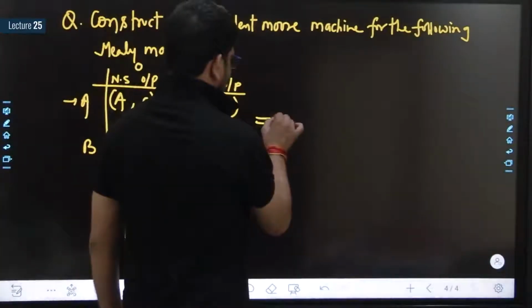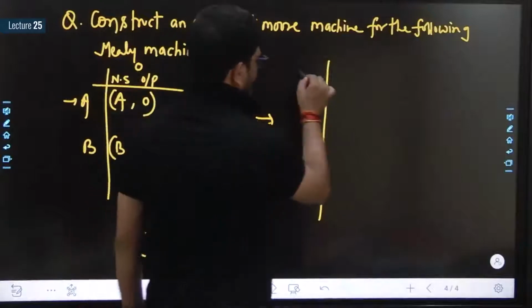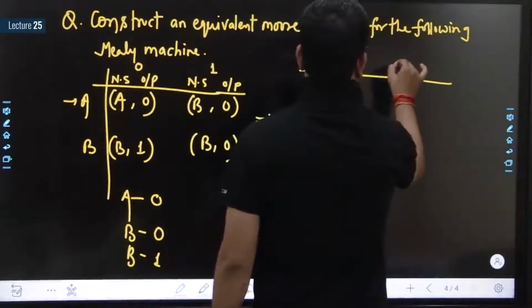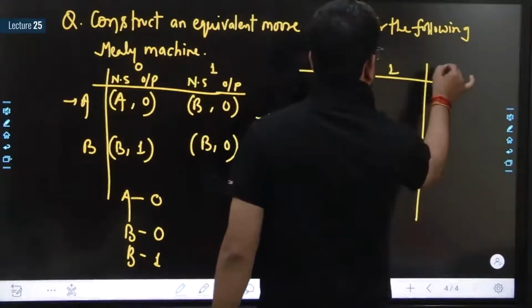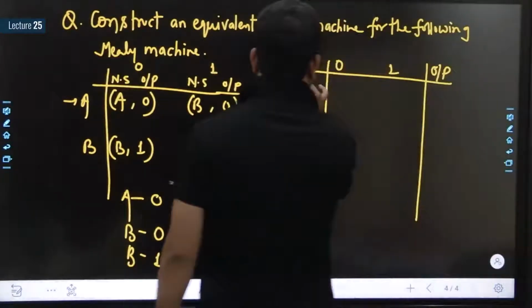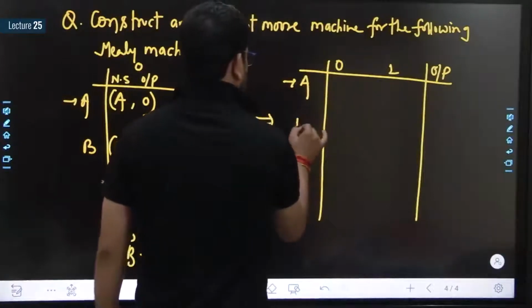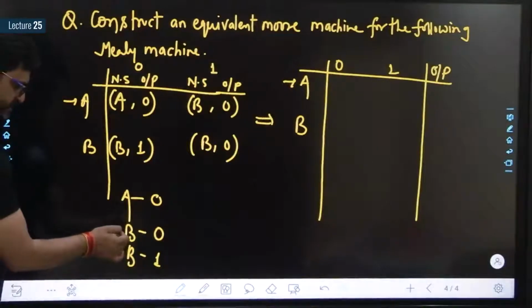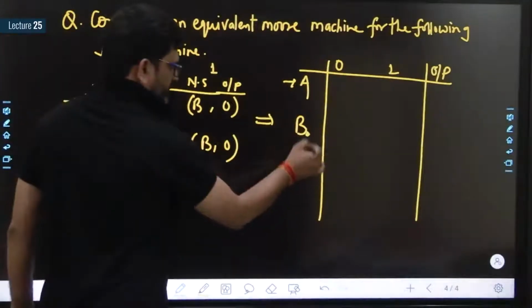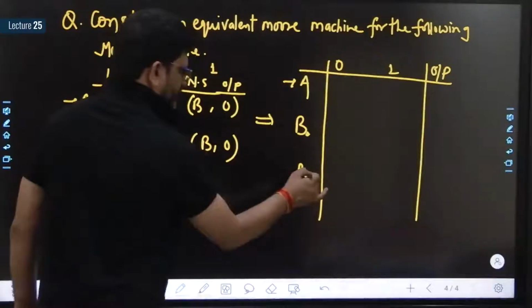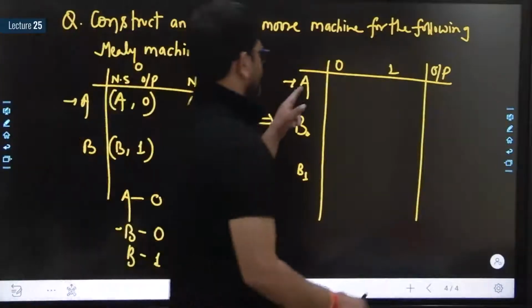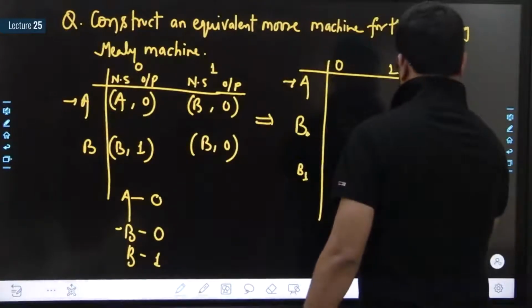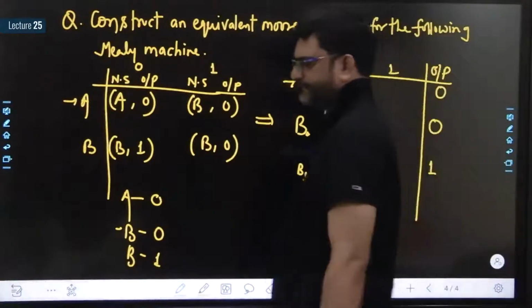Please check. See carefully. Input 0 and 1, output. The name of this state is B0 and this one is B1. Okay. The output associated with A is 0, the output associated with B0 is 0, and with B1 it is 1.